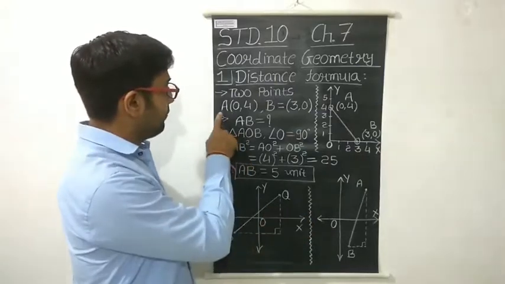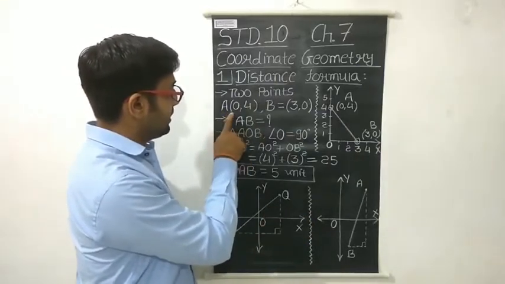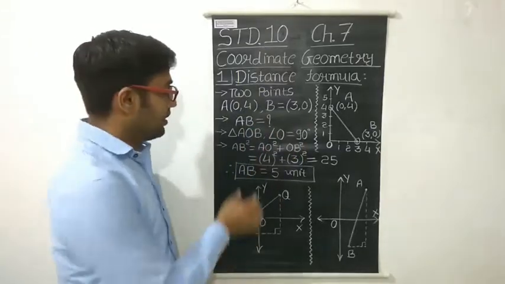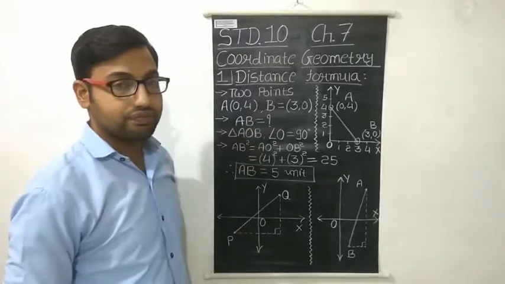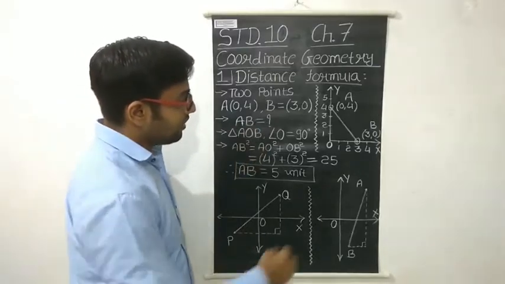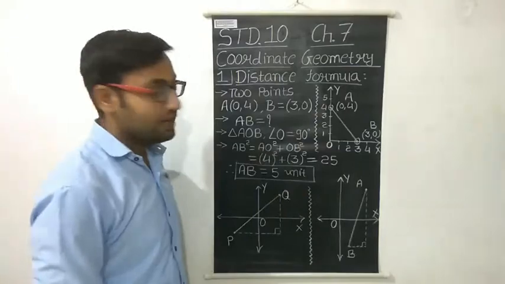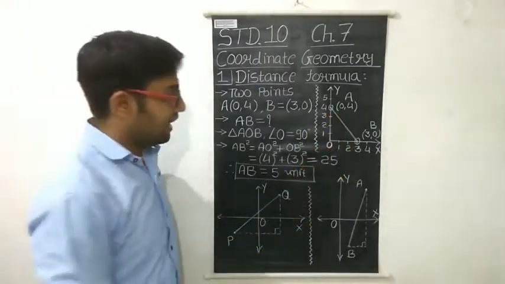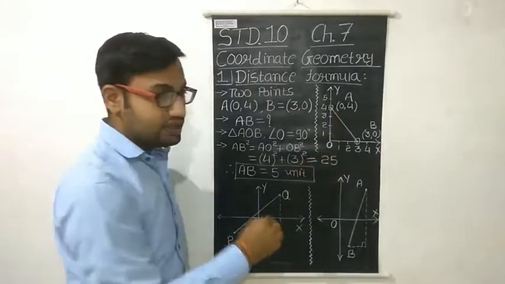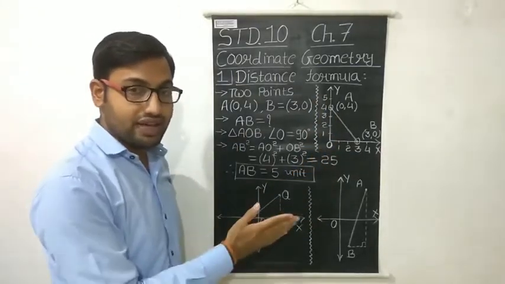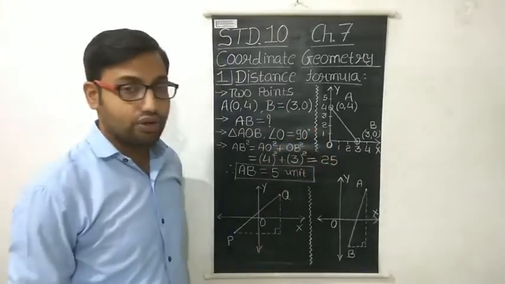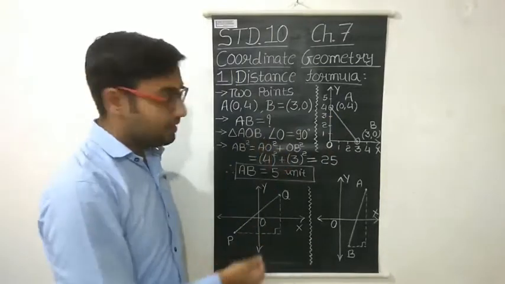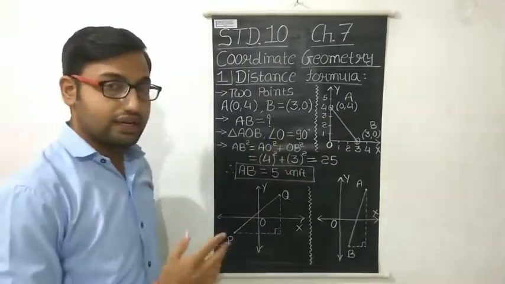So what things do we have? We have 2 points. A has coordinate (0, 4). Point B has coordinate (3, 0). So what is the distance AB? Here you can notice that whenever we join these points A and B, a triangle AOB is formed. And O is the intersection of the x and y axis, so there is a 90 degree angle. So here triangle AOB is a right angle triangle in which angle O is equal to 90 degrees.